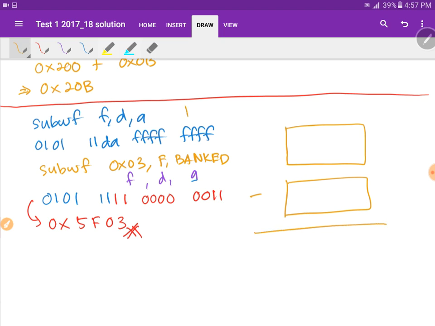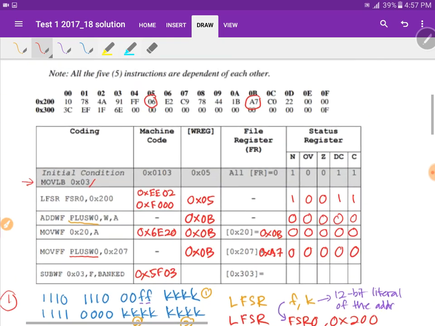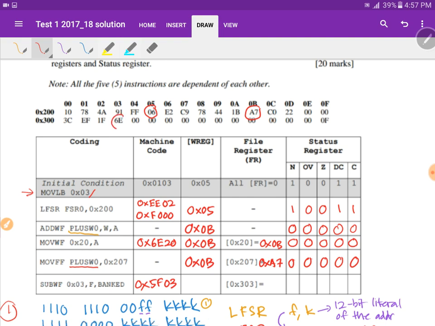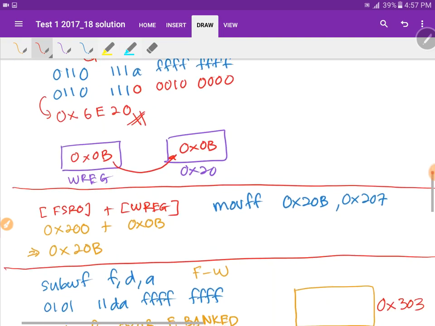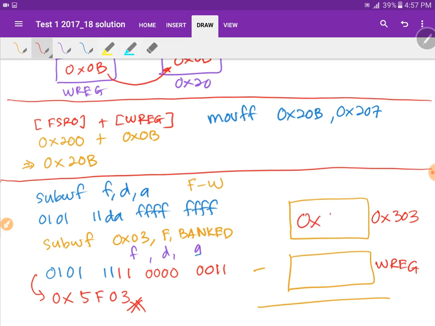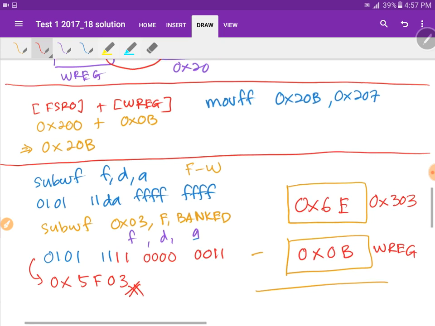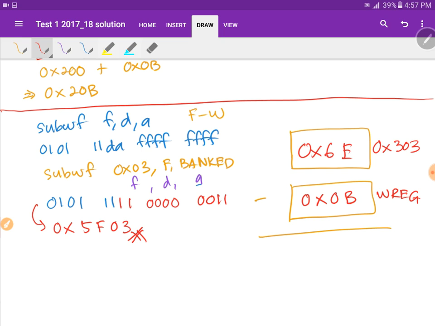This is actually subtract working register from file register. So the file register should be on top, so this 303, and this is supposed to be working register. So what is the content of 303? Let's look back here. 303 is hex 6E. What is the content of working register? We know that it still is 0B. So now we can perform the subtraction.